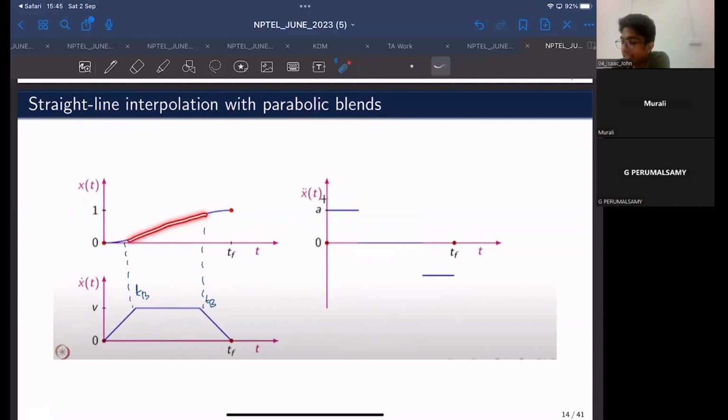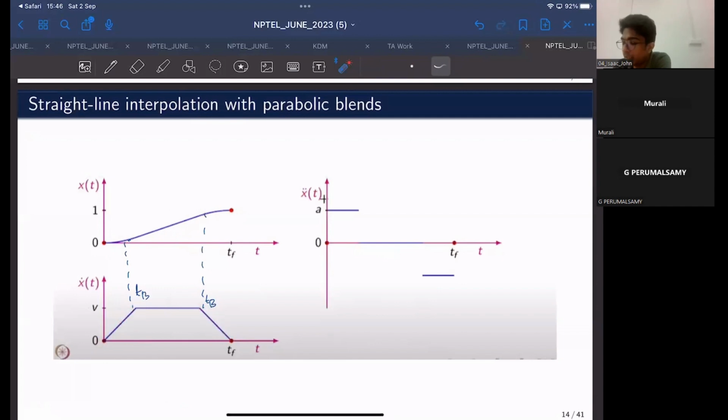So since this is a straight line, what will the velocity look like? This is first order, so the velocity would essentially be constant. And since this is a parabolic blend, this is second order. These are also second order. So if you take the derivative of it, the velocity would be linear, straight lines.